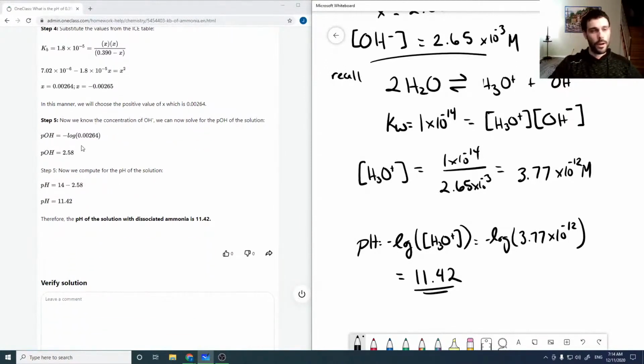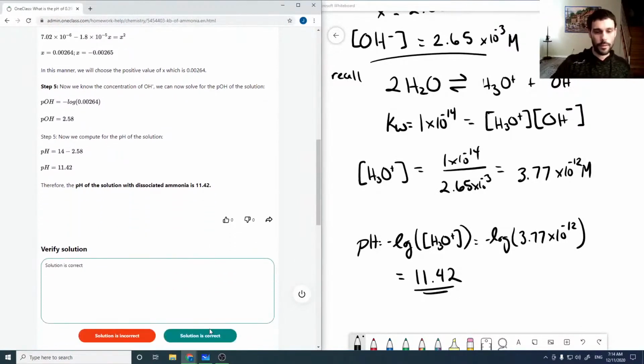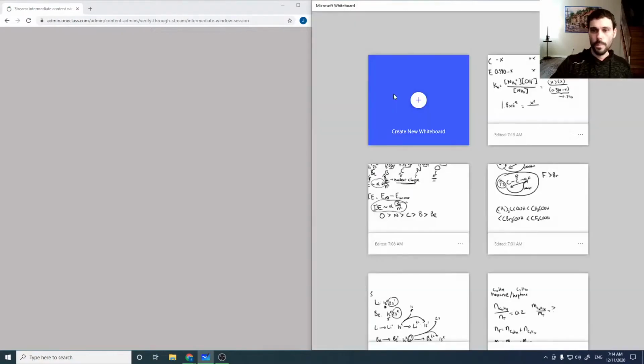And so now we can either use the method I used to swap to the H3O plus concentration, or you can go directly to pH by first finding your pOH, and then using that the sum of the two must be 14, which is what they used here in step 5, and then you get that your pH is 11.42, which is exactly what we found here. So this looks good and shows kind of a different method.